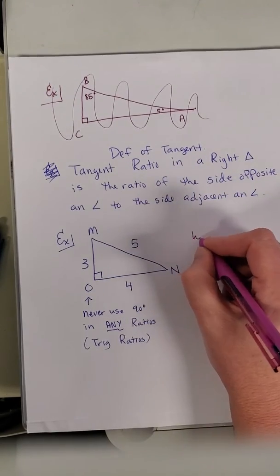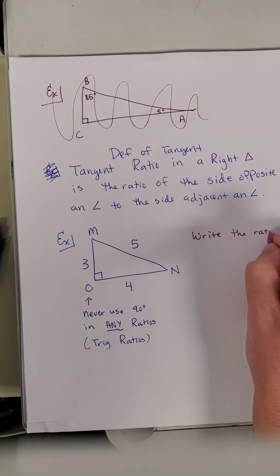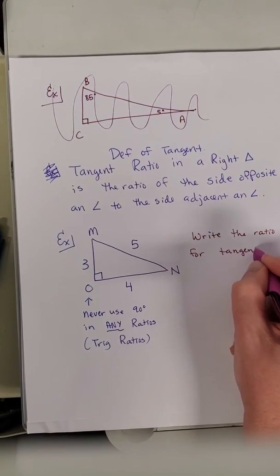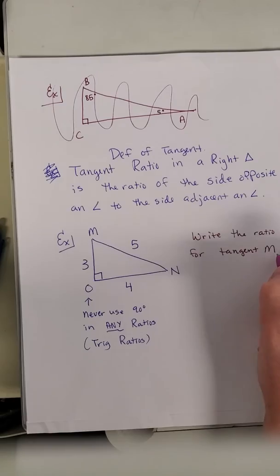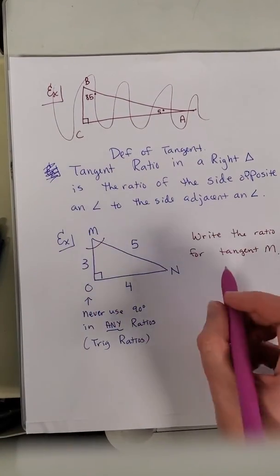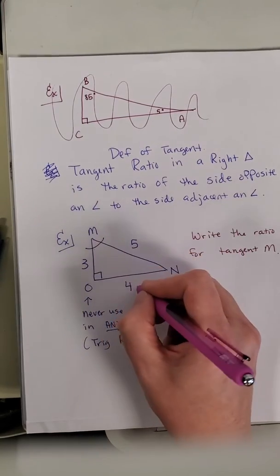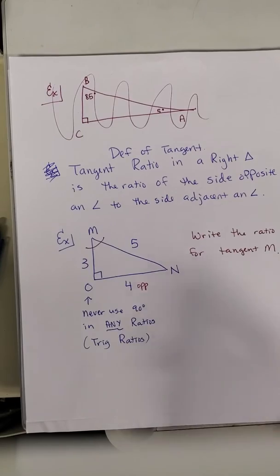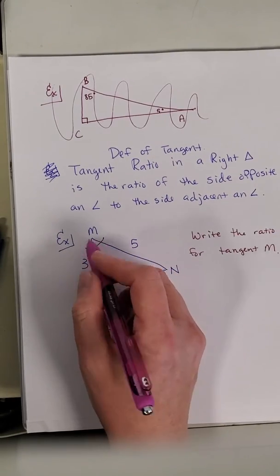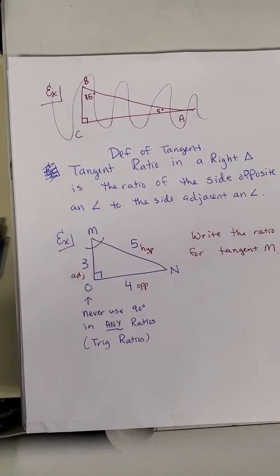So write the ratio for tangent M. All right, so if I'm at angle M, I know the tangent ratio is opposite. So opposite M is over here. And adjacent M would be, well, it's touching the hypotenuse, and this is the adjacent side. So this is our adjacent, and here is our hypotenuse.